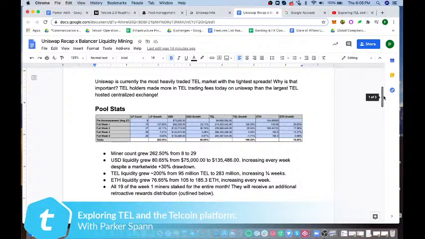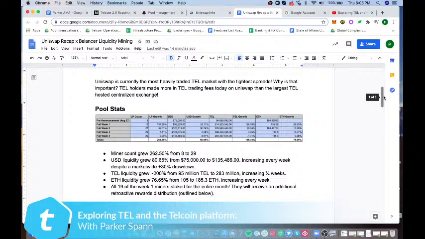When we first started the program on September 1st, there were 8 liquidity providers. That grew almost 300% to 29 liquidity providers on Uniswap. We started at $75,000 of liquidity, and today there's $135,000 of Telcoin liquidity on Uniswap that's being traded against on a daily basis, in which Telcoin users are actually earning the trading fees.